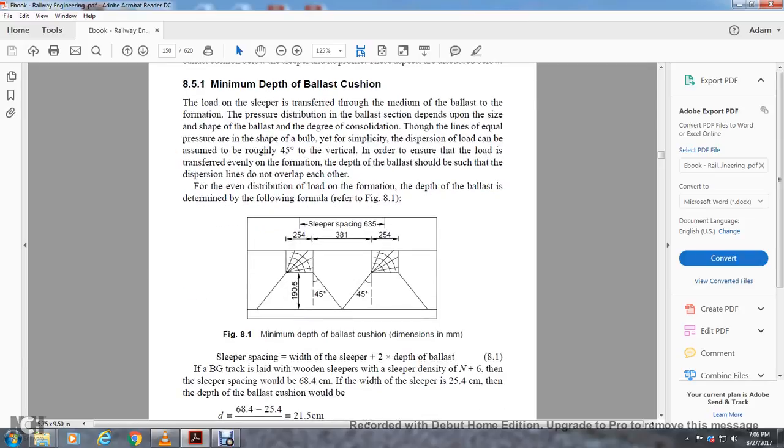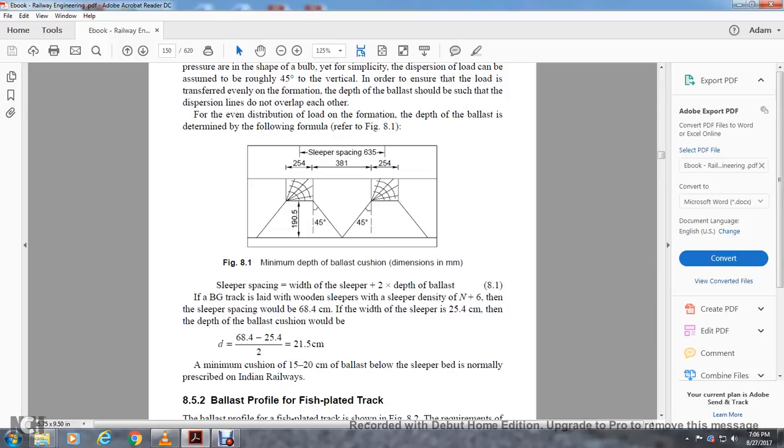Figure 8.1 shows the minimum depth of the ballast cushion, with dimensions in millimeters, sleeper spacing of 635 millimeters, 254 millimeter sleeper width, 45-degree angle. The depth of the ballast is half of the sleeper spacing minus the width of the sleeper. For broad gauge with wooden sleeper density of n+6, sleeper spacing is 68.4 centimeters and the width of the sleeper is 25.4 centimeters. The depth of the ballast cushion would be: depth equals 68.4 minus 25.4 divided by 2 equals 21.5 centimeters.